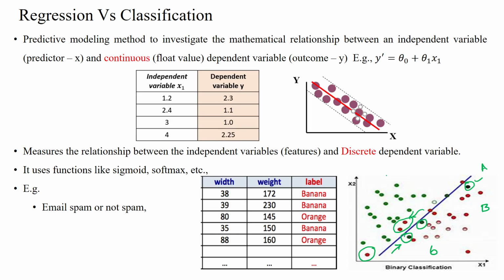So here we are categorizing the given data set into two different classes, and that is called classification, which also shows the relationship between the dependent variable and independent variables. So how does it have the relationship between dependent and independent variables? Here we have two independent variables, x1, x2.